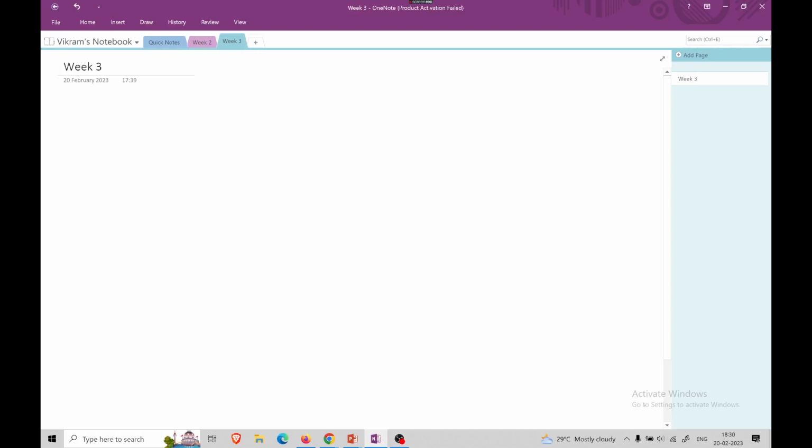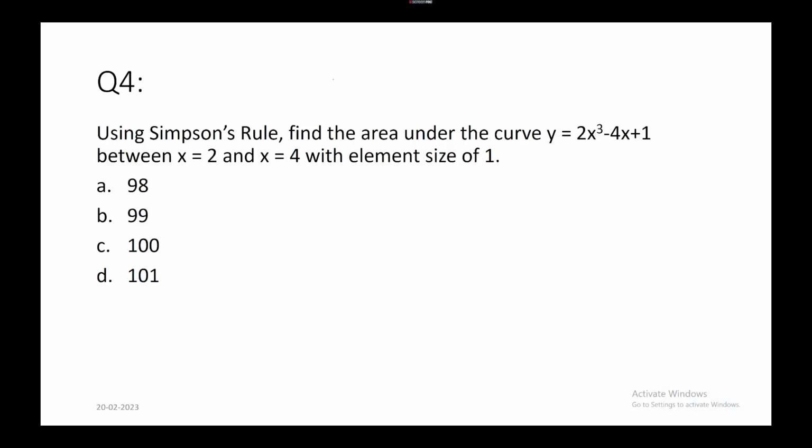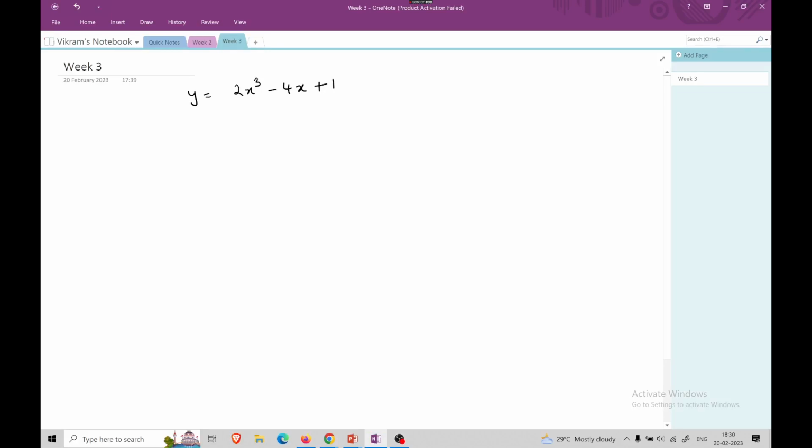So y is equal to 2x cube minus 4x plus 1. This is much easier because there is a lot of space. I have to integrate within the limits 2 to 4 with element size of 1. Let us say this is my domain 2 to 4. Element size of 1 means in the middle we are going to have a node at 3. This is my element 1, this is my element 2, all in the x direction.